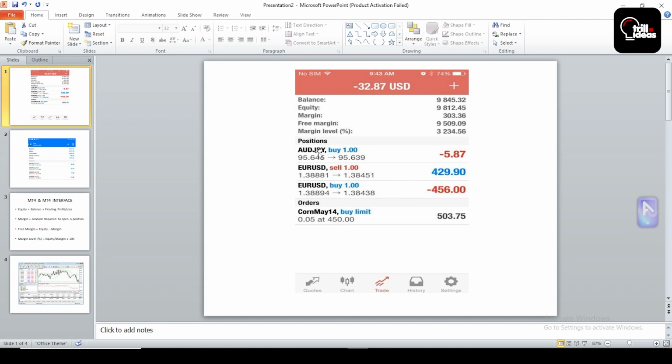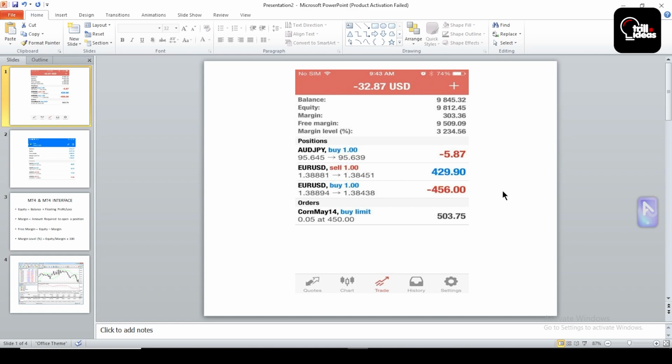For this first one, AUDJPY, you are seeing this is a buy trade with 1 standard lot. The second one is Euro USD selling with 1 standard lot also, while the third one is Euro USD buying with 1 standard lot. So for us to have these 3 trades running, this 303.36, that is a 1% that has been set aside by our broker to keep our trades running.